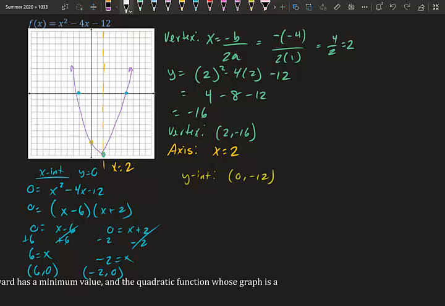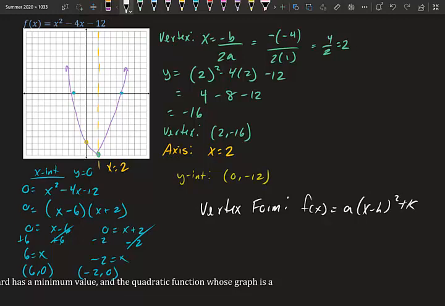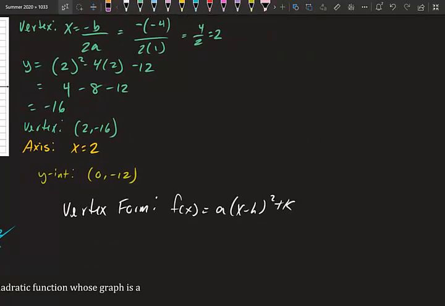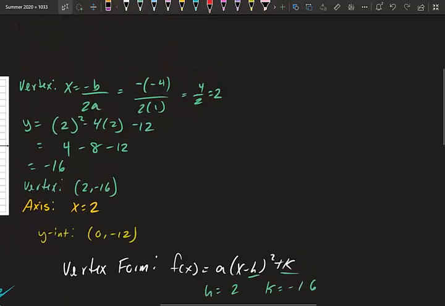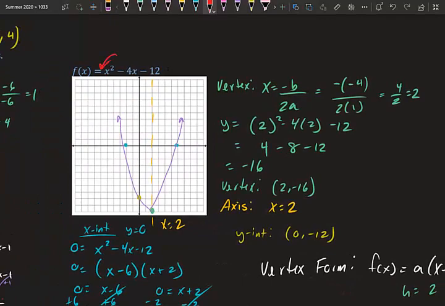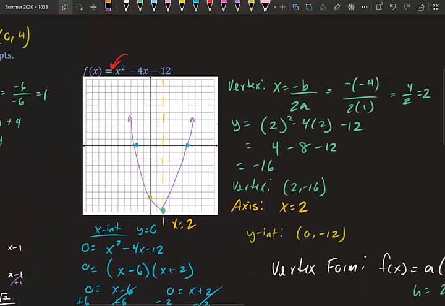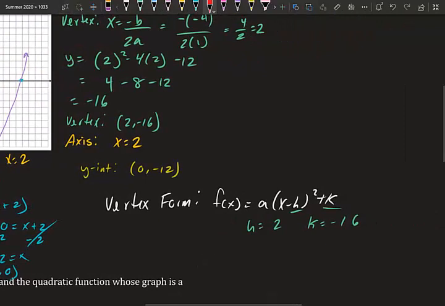So on the homework, they're actually going to have you put this into vertex form. So vertex form is f of x equals a times x minus h squared plus k. So remember, h and k, that's just the vertex. So h is 2, k is negative 16. Your a is your growth factor. So a is literally a. Since there is no a, it's 1. And that's all we need to plug in.